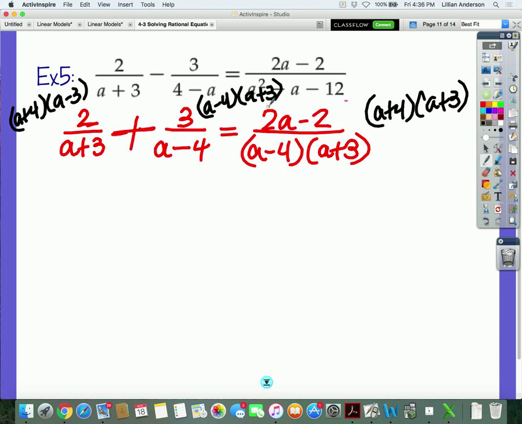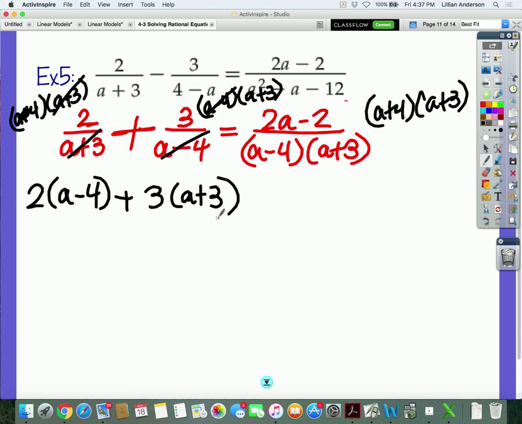When I multiply, it's a minus 4 over here. The a plus 3's cancel out, leaving me with the 2a minus 4. The a minus 4's cancel out here, leaving me with the 3a plus 3. And lastly over here, both a minus 4's and a plus 3's cancel out, leaving you with just 2a minus 2. After that, it's a little bit of algebra.